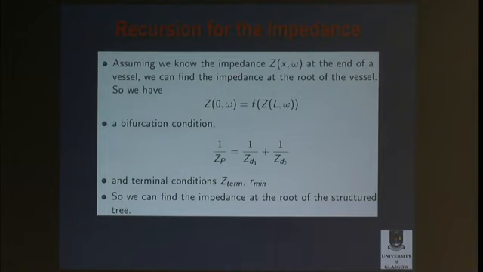And so if you know at the smallest end of your vessels what your impedance is, in fact we'll set it to be 0 at some minimum radius, you can work your way up the tree to work out the total impedance, the frequency-dependent impedance of your vascular bed.